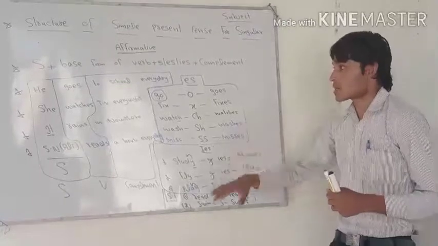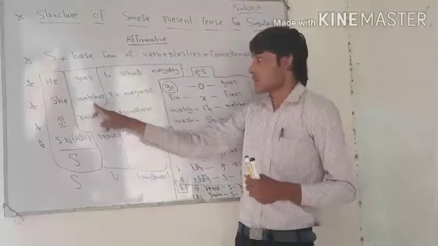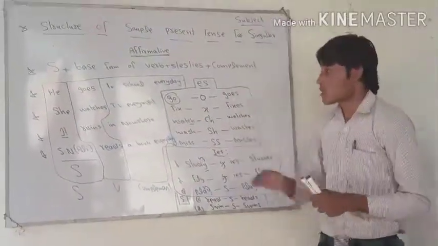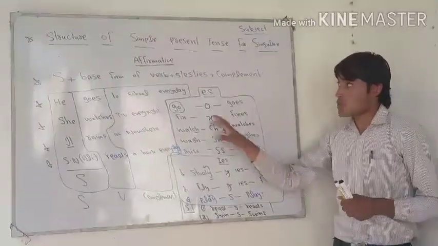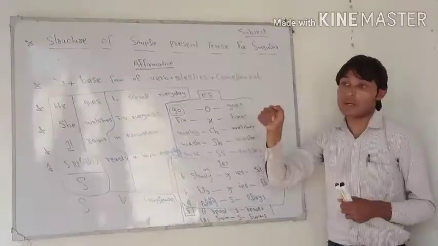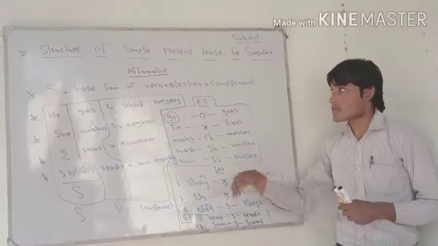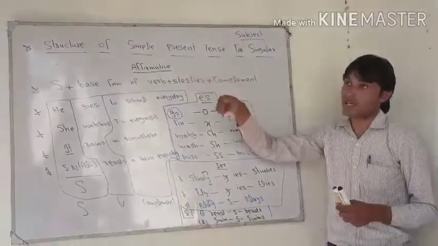And this is the simple construction: these are called subject, these are called verb, and the rest are called complement. So this was the structure, only for the singular affirmative sentence. We will discuss the negative structure of simple present tense in the next video.